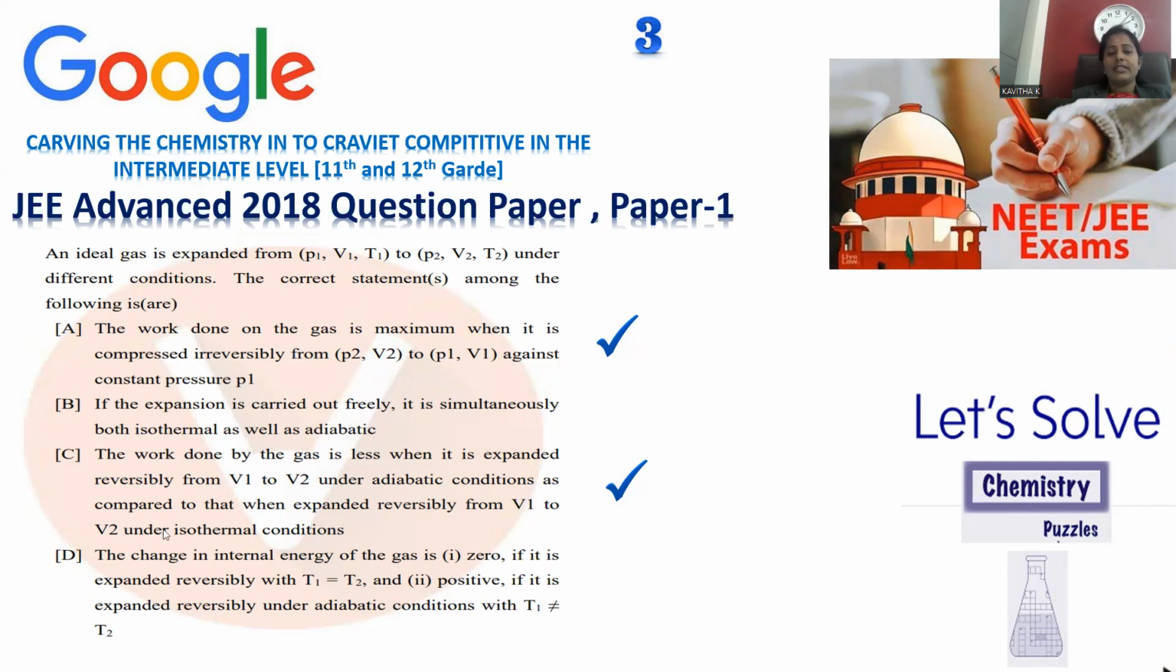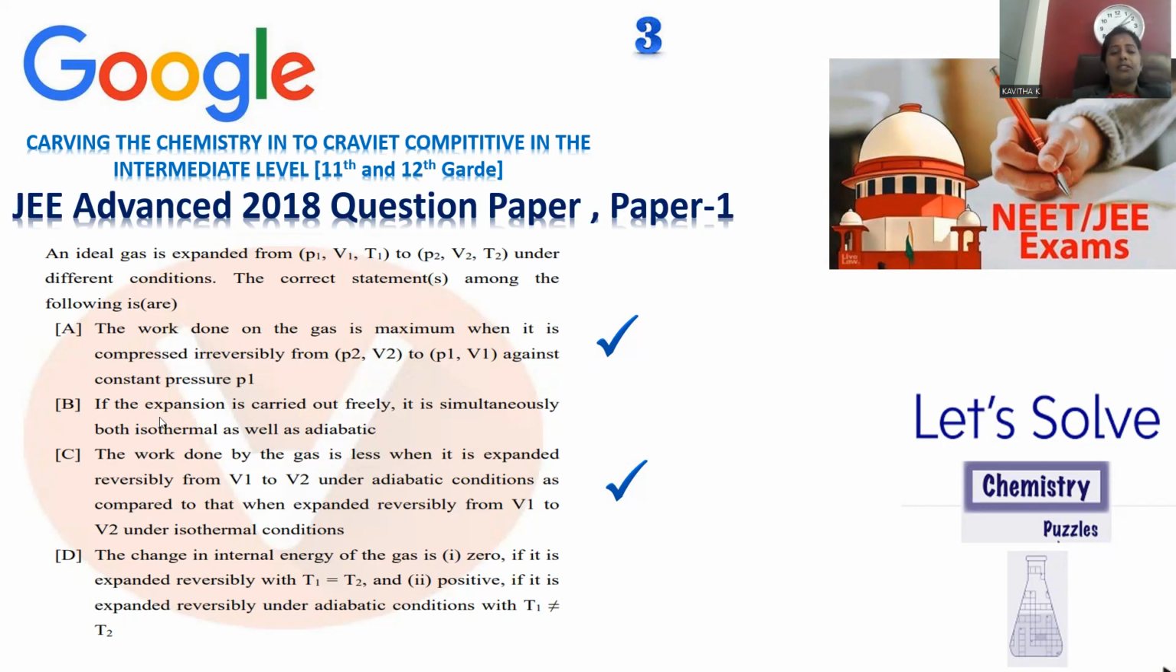A is correct, C is also correct. Let's see how we can explain. The work done on the gas is maximum when it is compressed irreversibly. Irreversibly means only one direction is possible, that is called irreversible. Reversible means forward and backward, both are possible. Work done on the gas is maximum when you do an irreversible change, and work is done on the gas.